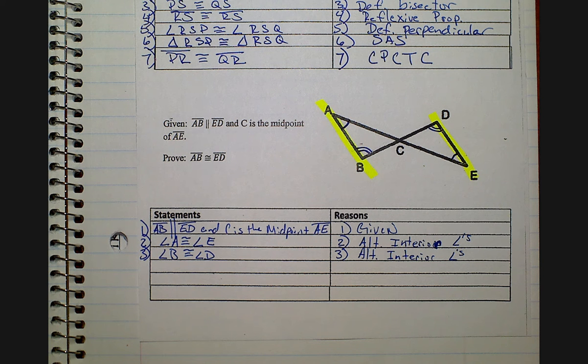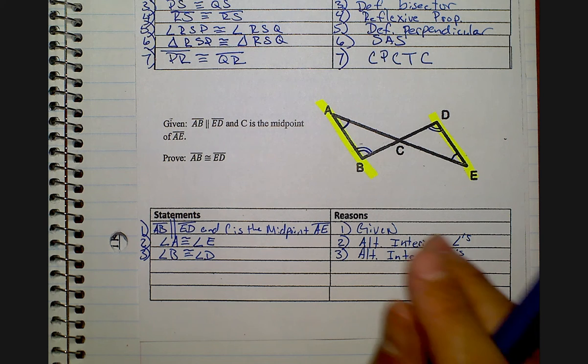Okay. Is there anything else we have here? C. I have C. What about C? Oh, okay, but is there a special thing here? Vertical angles. Vertical angles, thank you. That's what I'm looking for.